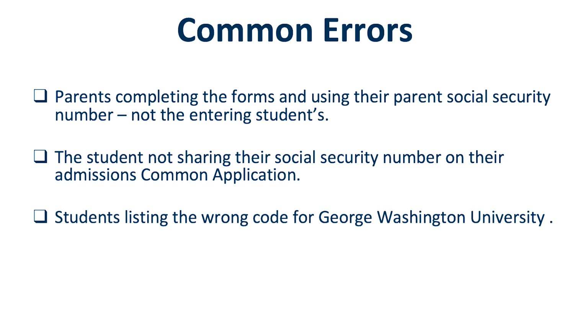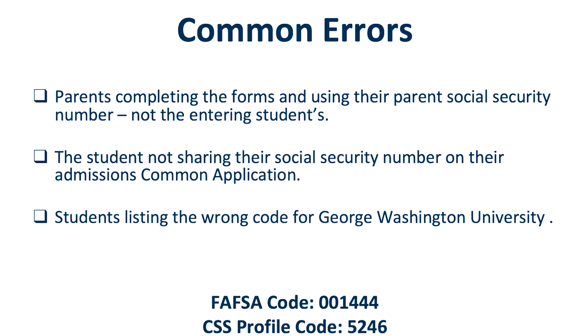Another error is students listing the wrong code for George Washington University. We have an undergraduate code, we have a graduate code, we have a medical school code, and we have a code also for health professions. We must use the code 001444 for the FAFSA for applying as an undergrad to the school. The correct code for the CSS Profile is 5246.